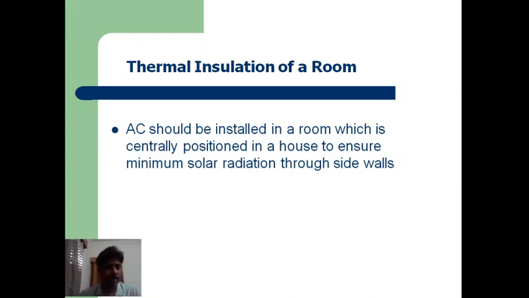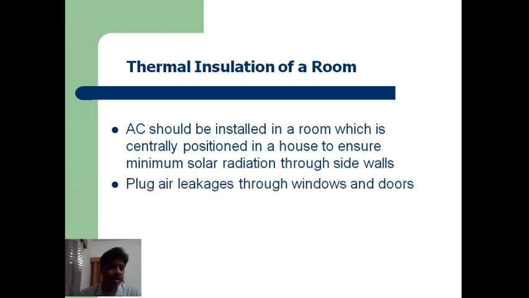It is better if the room is covered on all sides, and moreover the roof is also well covered or shaded. Second is to plug air leakages through windows and doors. The infiltrated air coming inside the room from various openings should be plugged to ensure better efficiency, because infiltrated air ultimately reduces the air conditioning efficiency.